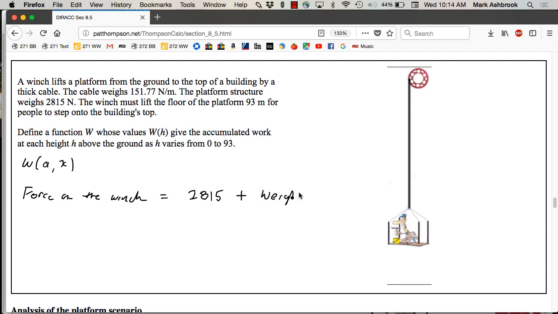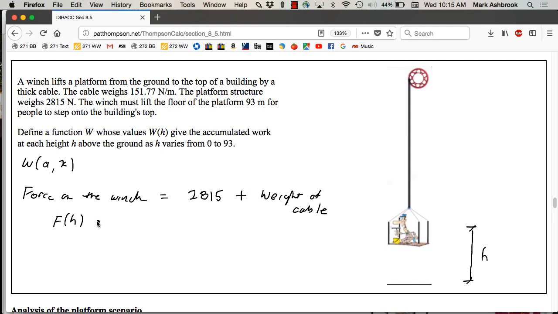Okay, so the weight of the cable, weight is force, right? So the weight of the cable is going to be varying. So we're going to need the weight of the cable, and that's going to be a function of what? Height. So the height of the platform. So we want the weight of the cable as a function of our height of the platform. So we'll need to work on that. And once we have that force of the winch, so we'll have F as a function of h, right? Then what from there?